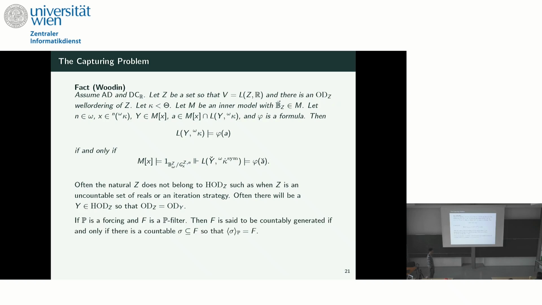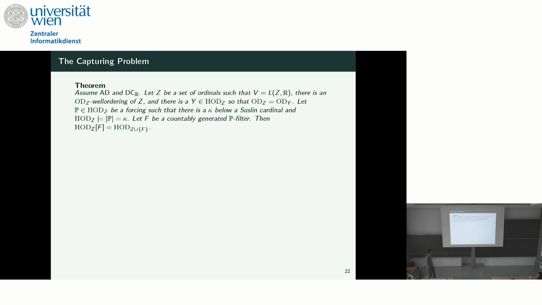Okay, one more definition. If you have a forcing P, say that a P filter F is countably generated if and only if there's a countable subset sigma of F, so that the P upward closure of sigma is F. This is the main capturing result we need, and it's the analog of that Woodin result for category. Assume the same setting. Let's say that you have a y in HOD z, so that ODZ is ODY. Let P be a forcing in HOD z. Suppose there's a Suslin cardinal kappa, so that HOD of z thinks the size of the forcing is kappa. Let F be a countably generated P filter. Then HOD z adjoin F is HOD of z with F as a parameter.